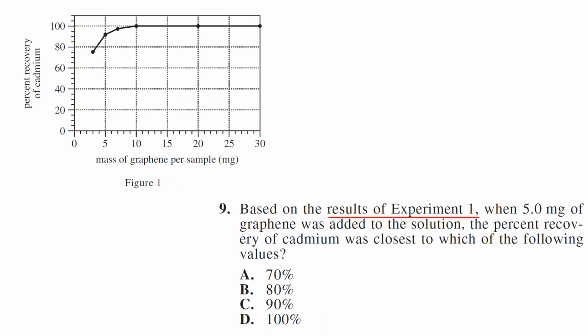Number 9, based on the results of experiment 1, when 5 milligrams of graphene were added, the percent recovery was closest to. Make sure you're looking carefully to know that's 80, that's 100, so 90 is going to be here in the middle. So it's closest to 90, C.